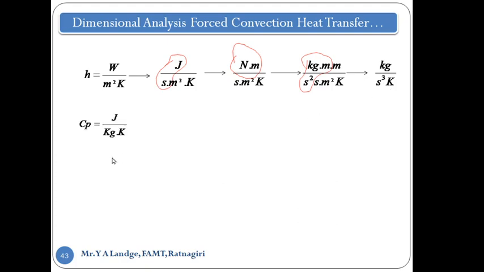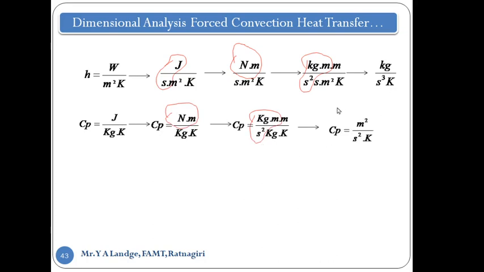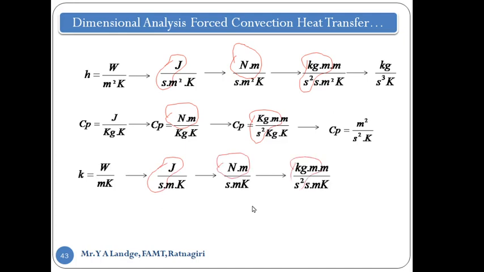Similarly, another term which we have is cp, which is in joule per kg per Kelvin. We convert this joule into Newton meter, Newton into kg meter per second square, and then we get the final expression in terms of the fundamental dimensions that we are considering, that is mass, length, time and temperature. Similarly for k, the conductivity of the fluid, we write watt per meter per Kelvin, and we convert the watt again into joule per second, the same process that we follow. Then Newton meter is converted into kg meter per second square, and we get the final form.